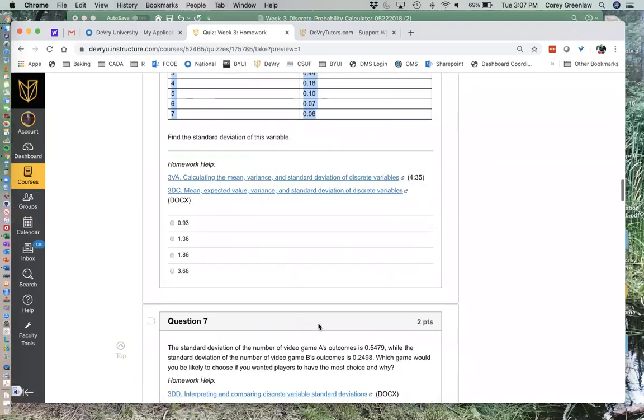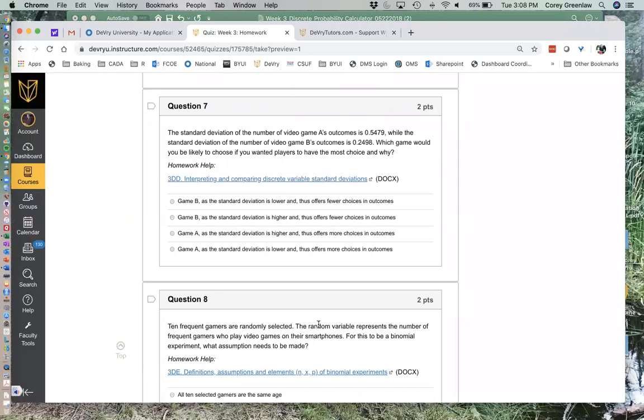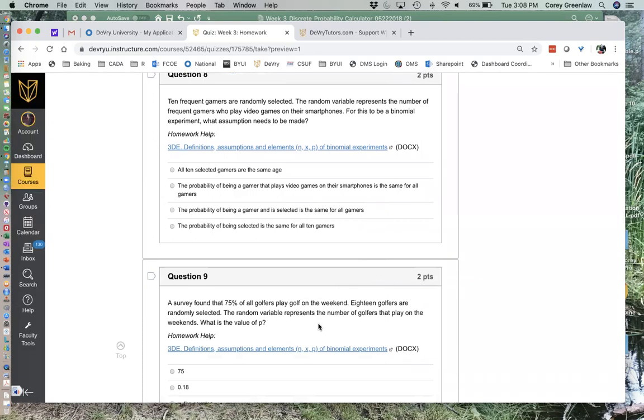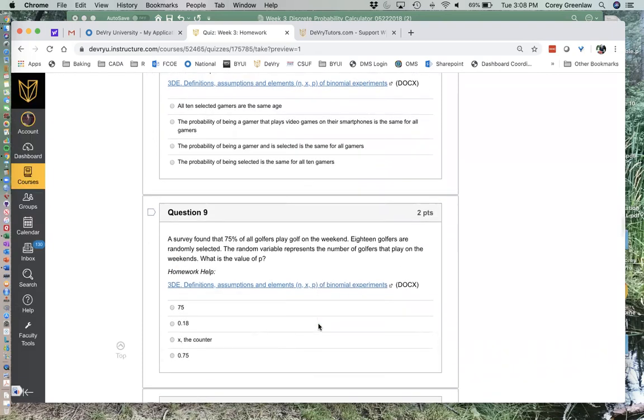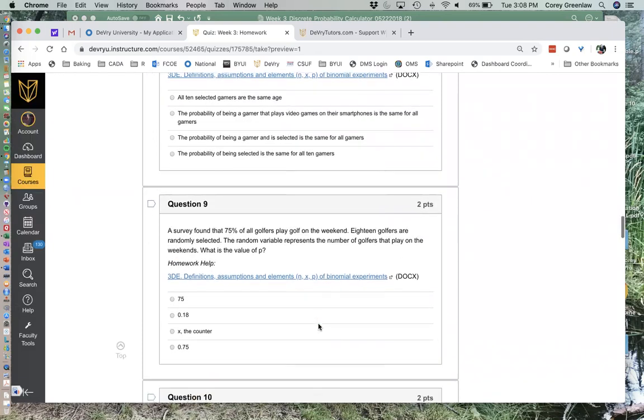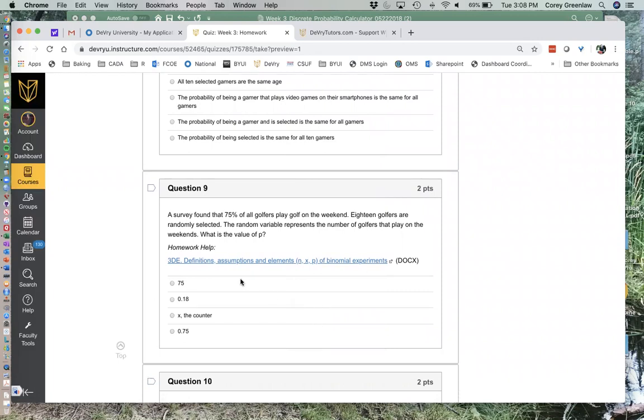So you'll be able to watch the videos and watch the spreadsheets or read the documents. As you go along, you're going to get into more of the binomial distributions. You're going to look at these elements, and specifically make sure you know what N, X, and P are. N is the number of trials. X is the actual value that you're looking to see. And P is the probability of it occurring.